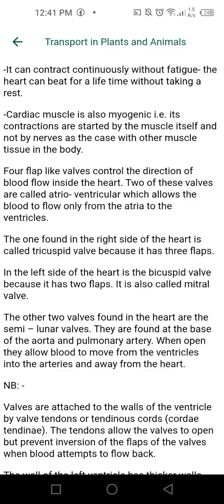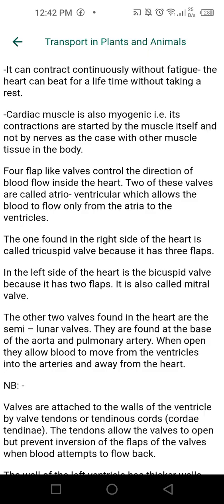Four flap-like valves control the direction of blood flow inside the heart. Two of these valves are called atrioventricular, which allow the blood to flow only from the atria to the ventricles. The one found on the right side of the heart is called the tricuspid valve because it has three flaps. On the left side of the heart is the bicuspid valve because it has two flaps. It is also called the mitral valve.